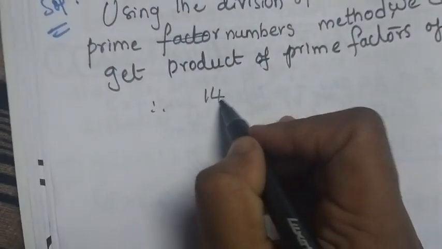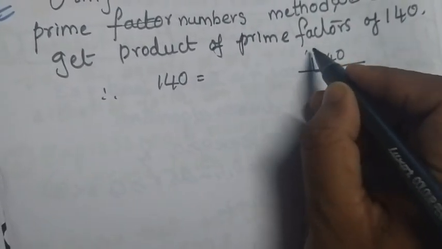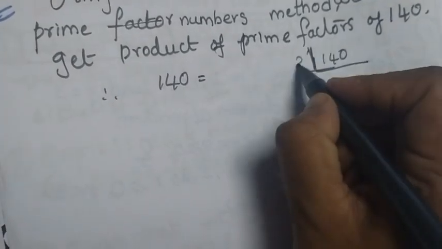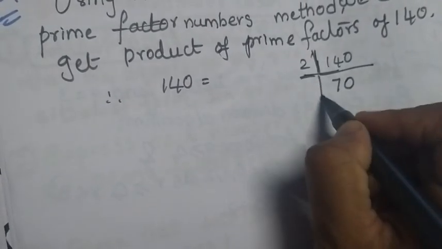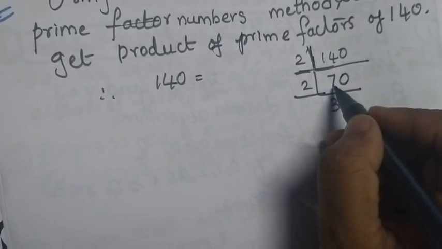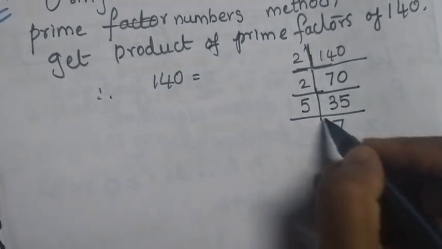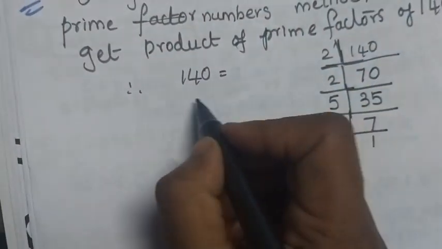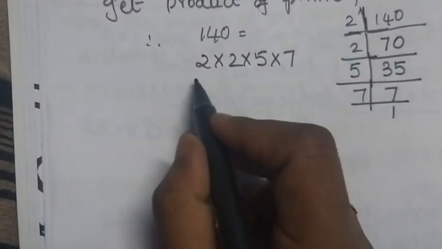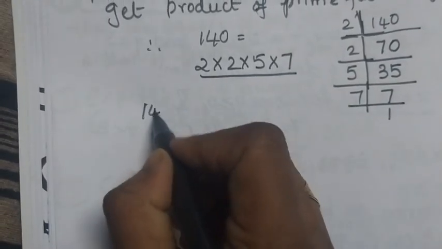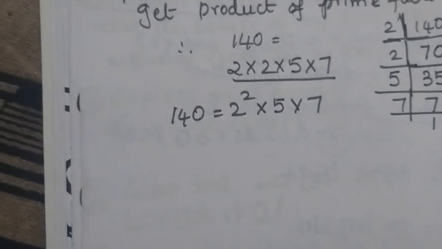Okay, therefore 140 is equal to, we have to do the LCM method. Everyone knows how to divide this. By 2 we are going to divide. The smallest prime factor is 2 here. 2 sevens are 14, 2 threes are 6, remaining 1, 2 fives are 10, and 5 here. 5 sevens are 35, 7 ones are 7. So 2 into 2, 5, 7. So all are prime factors. So 140 is equal to 2 square into 5 into 7, expressed as the product of prime factors.